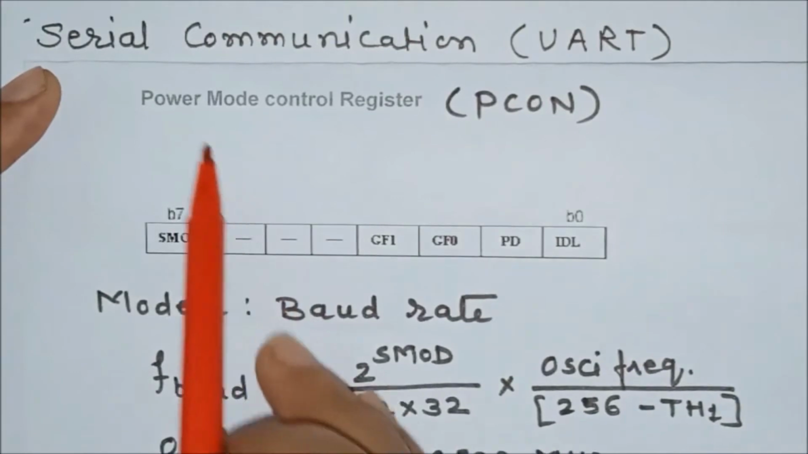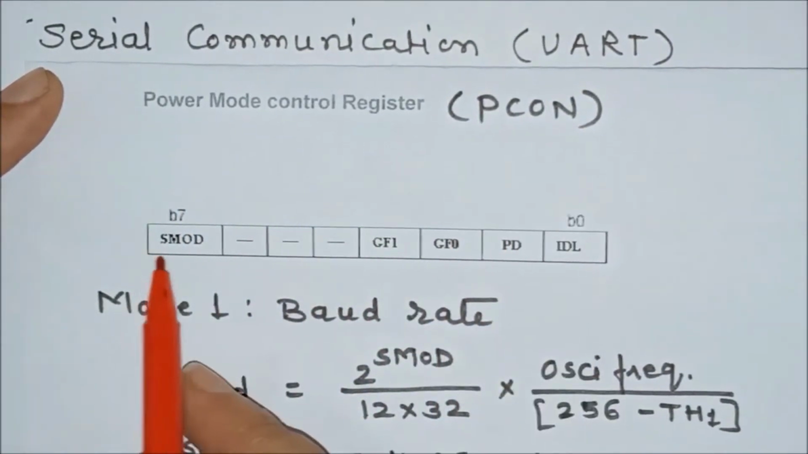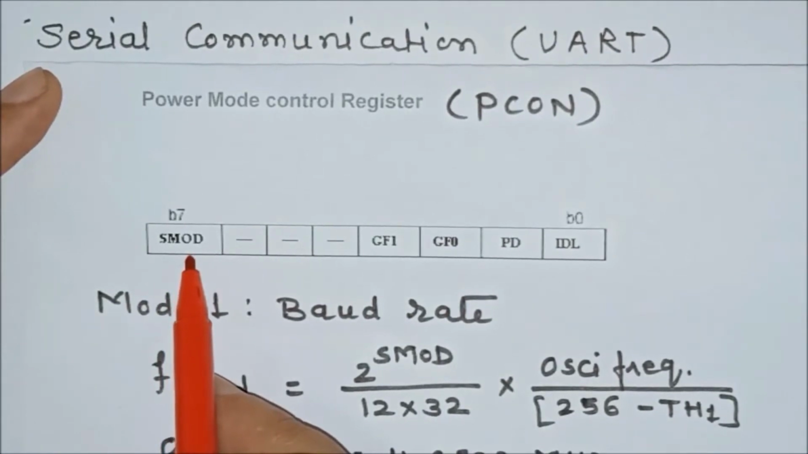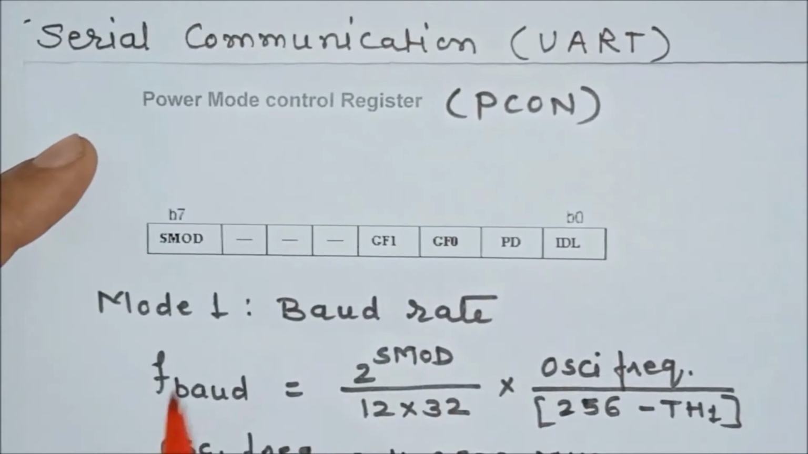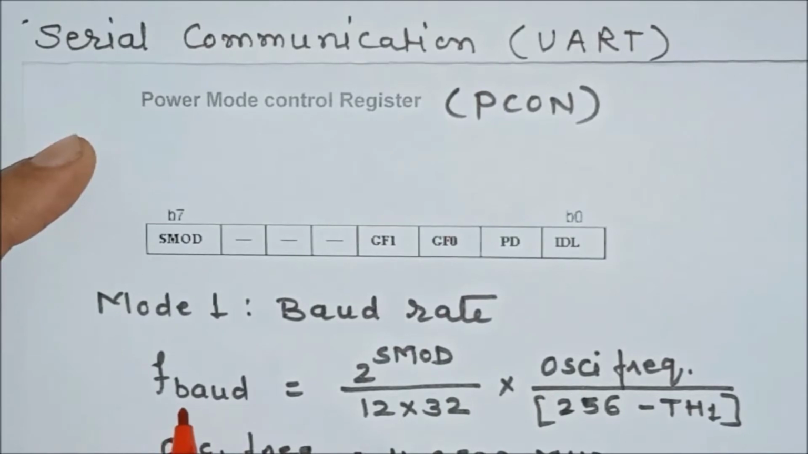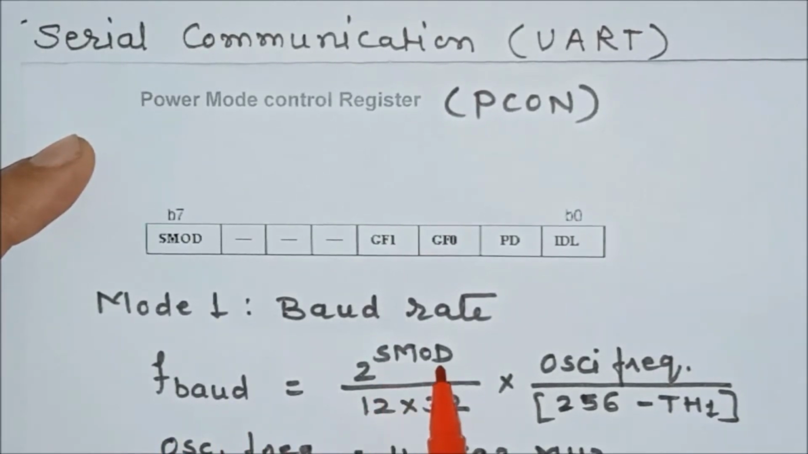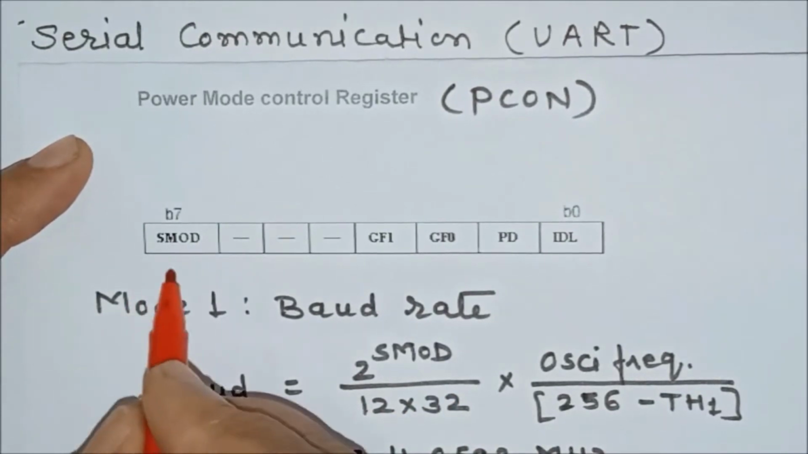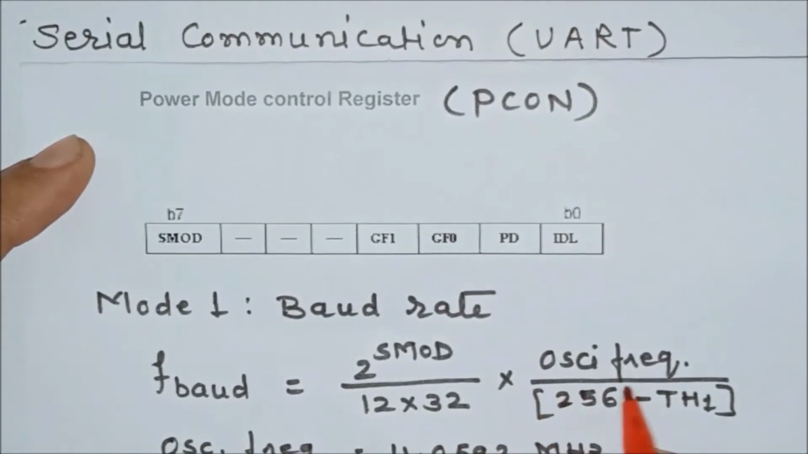Next register is power mode control register, that is PCON register, and SMOD bit of PCON register is used to set the baud rate. In mode 1, for baud rate calculation this formula is used: F baud, frequency of baud rate, is equal to 2 raised to power SMOD, that is this bit can be 0 or 1, divided by 12 into 32 into frequency of oscillator divided by 256 minus TH1.